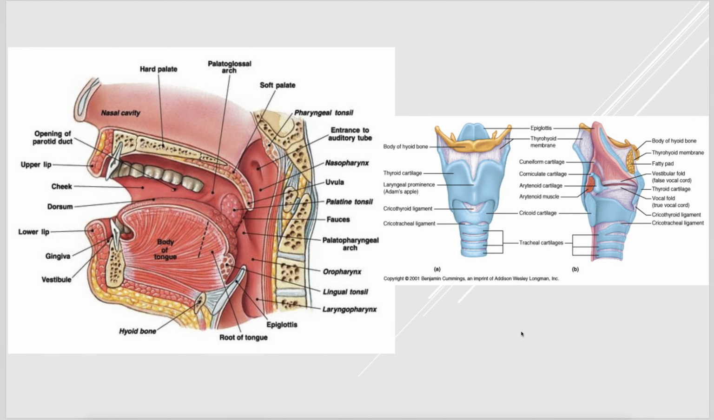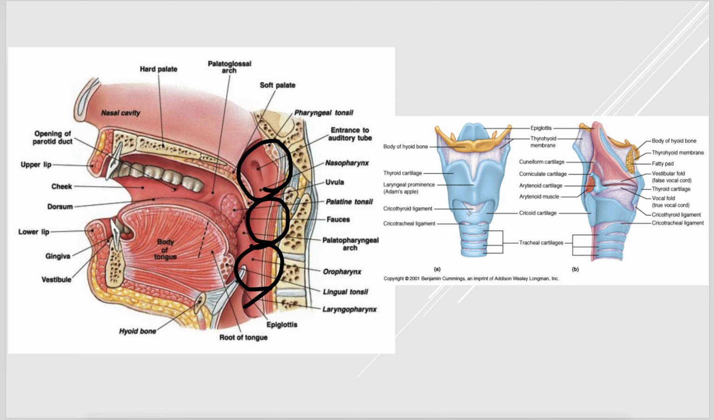So here we can see some of these structures. Over here on the left, this is the nasopharynx, this is the oropharynx, this is the laryngopharynx down here. So that's right in succession: nasopharynx, oropharynx, laryngopharynx. And then over here on the right, this is the larynx. This is the thyroid cartilage here. This is the cricoid cartilage.